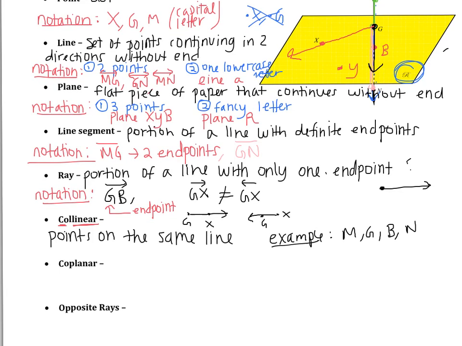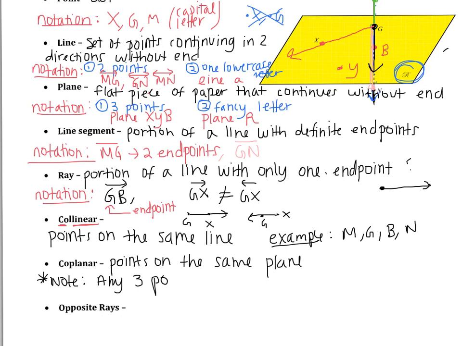Okay, coplanar, you should probably be able to figure out co, together, planar, plane. So coplanar is going to be points on the same plane. And that one you'll just be able to look at the figure and tell me, yes, the points are on the same plane, or no, they're not. What's important about coplanar is just a special exception: any 3 points are coplanar.